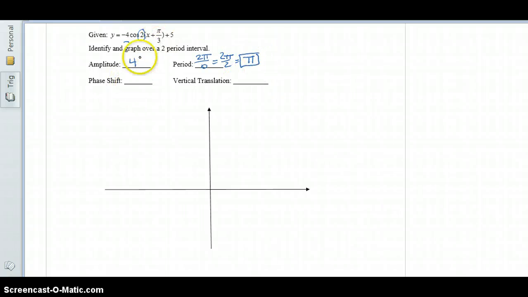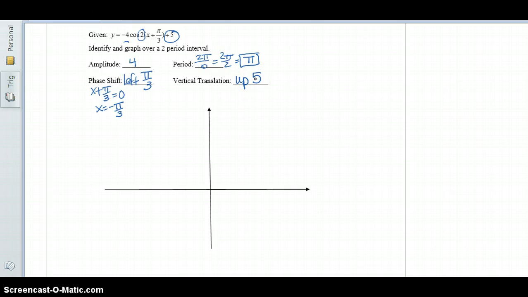Phase shift, you're looking for where x plus pi over 3, well, that's for the new start, is equal to 0. So that gives you negative pi over 3 for your start. So that means that we are going to be going to the left pi over 3 when we draw the graph. The vertical translation comes from the number at the end, so it's going to be up 5.